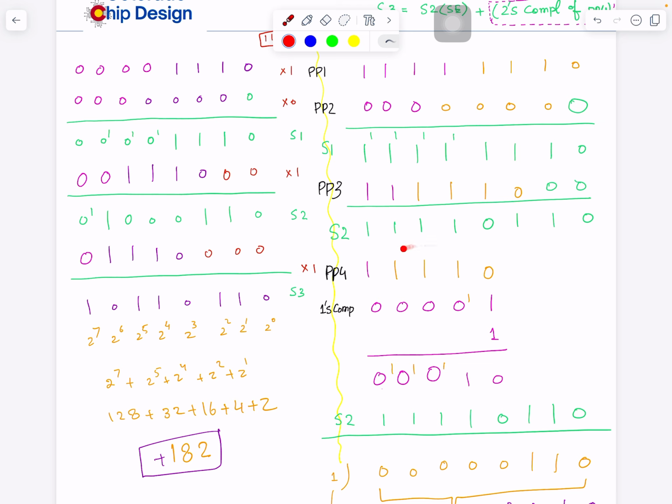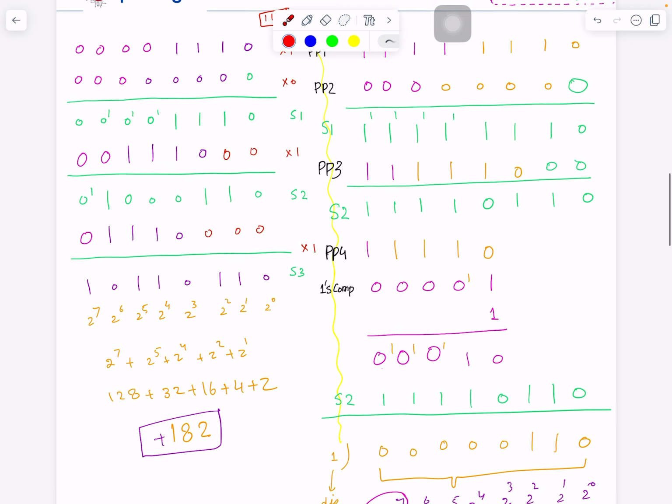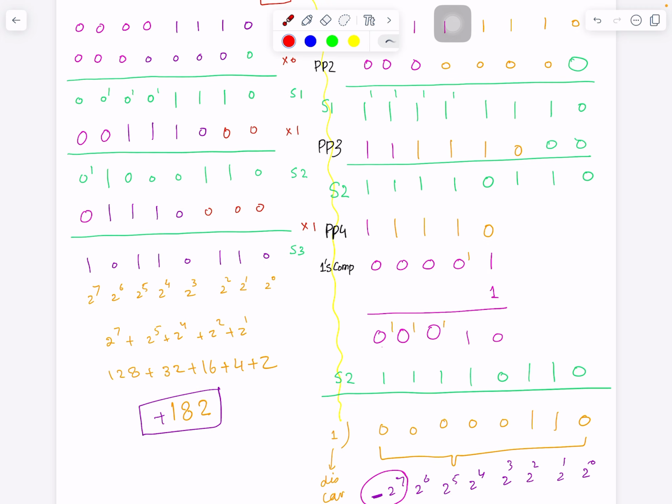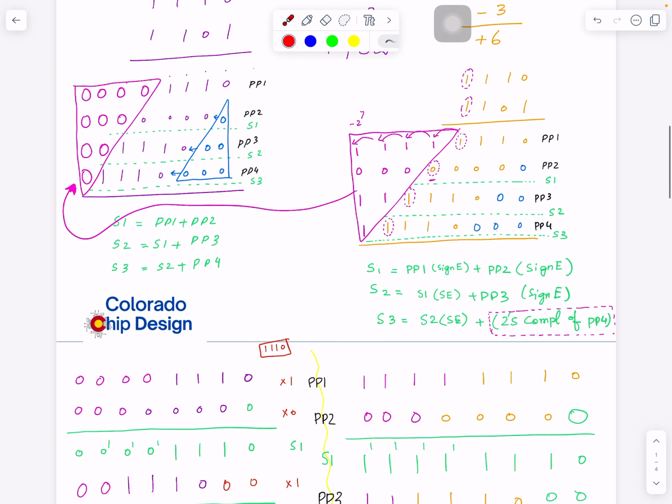and this is without 2's complement. Since it's a negative bit, we have to calculate that. If it was 0, then everything will be 0. You understand that's the key impact. So what we calculate as s3 is the difference between this and this: you still have s2 even though it's sign extended, and then you add 2's complement of partial product 4.